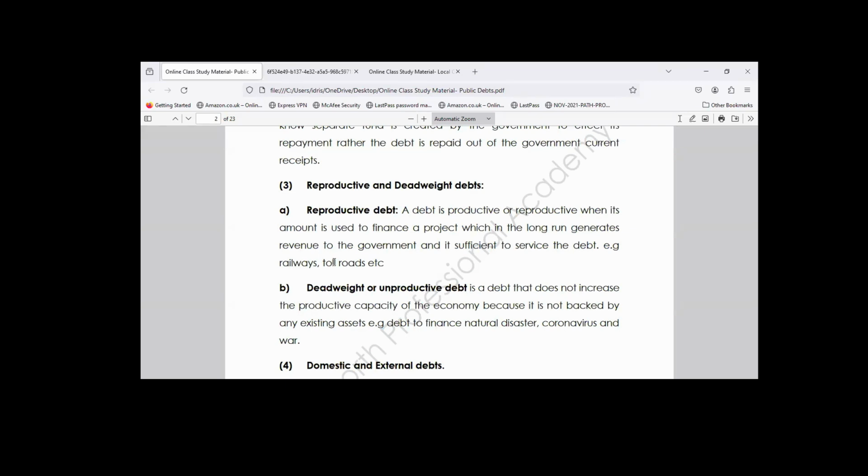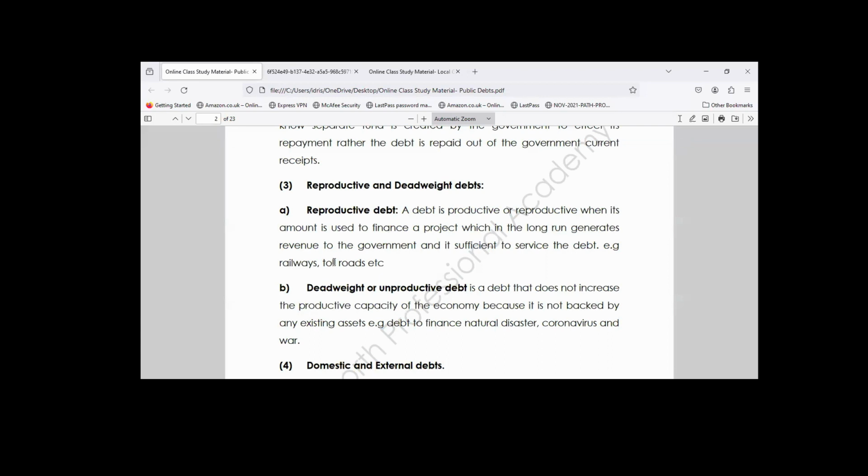Unproductive debt, deadweight debt. This one, government borrowed money to finance an event that will not increase the productive capacity of the economy. Government borrowed money to finance coronavirus, to finance natural disaster, to fight Boko Haram war, to fight bandits by buying ammunition. All these, they are unproductive. They will not increase economic capacity. They will not bring revenue. They are not increasing government revenue.